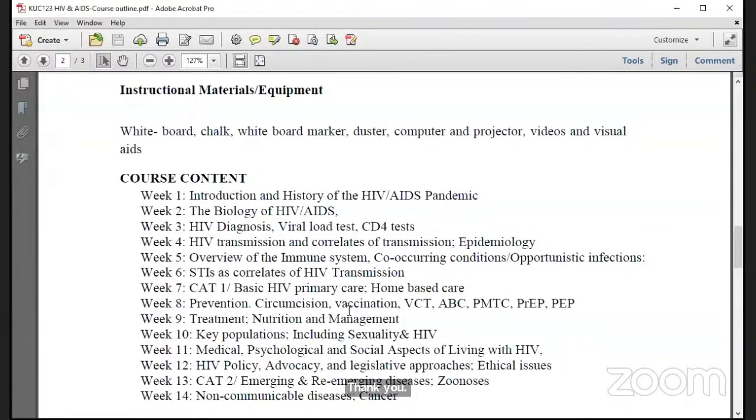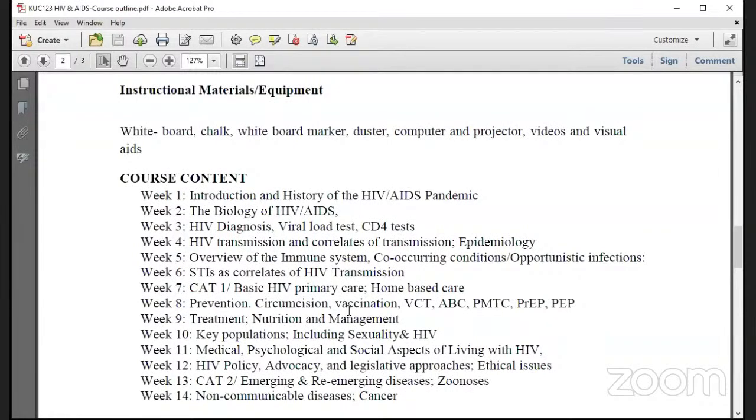We're going to look at things including circumcision, vaccination, and mention something about the development of the vaccine, an ongoing process. Of course, we'll look at even the challenges involved there. Then we're going to look at the ABC, you know about that: abstain, be faithful, use of condoms. We're going to look at transmission prevention.